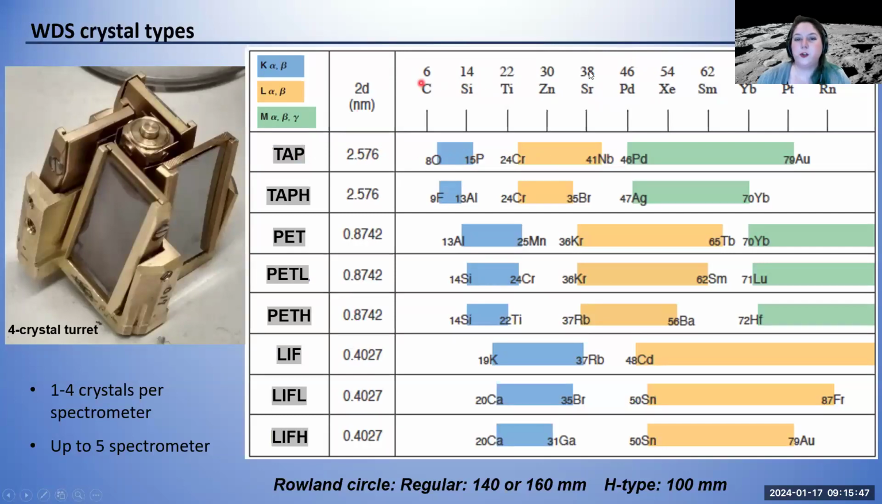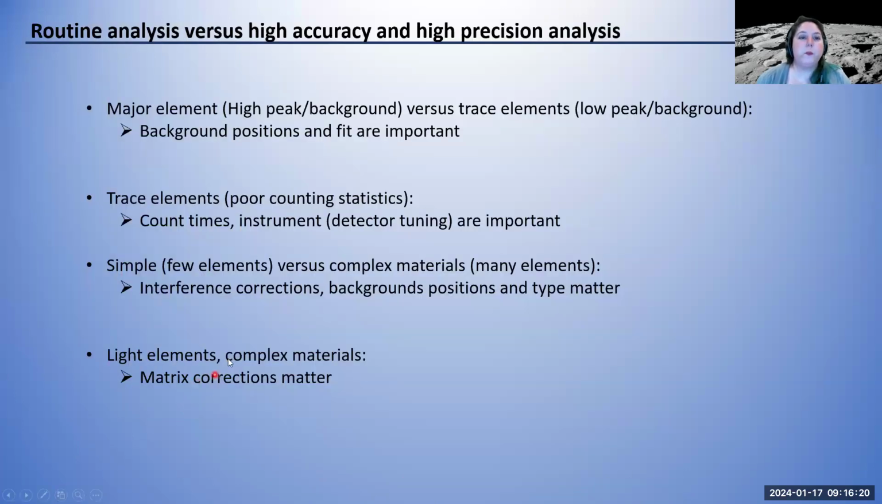So up here is essentially the periodic table, and these color bars show the range of each crystal type for K X-ray lines, L X-ray lines, and M X-ray lines. Usually when people buy an instrument, they try to get something that works for a lot of different applications. We can have up to 4 crystals per spectrometer usually, and up to 5 spectrometers on a machine.